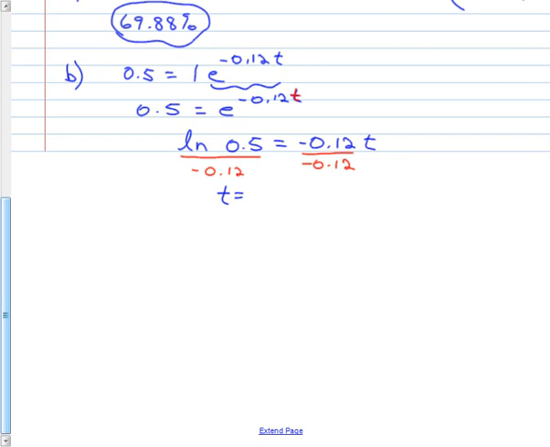And, oh, I entered it wrong. Make sure I can do these things. 5.8, approximately 5.86 days for half of that wound to heal.